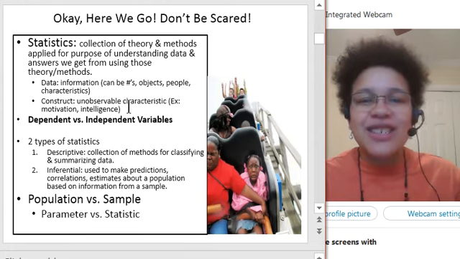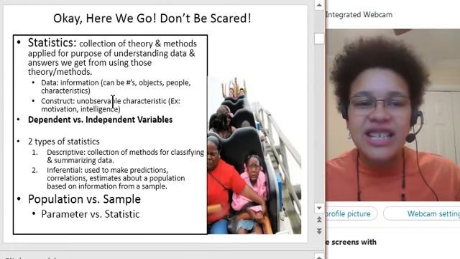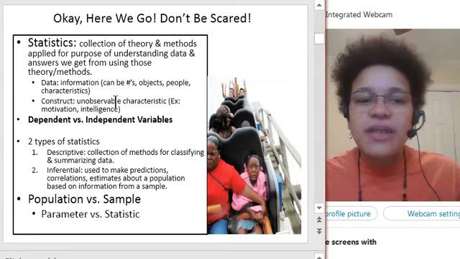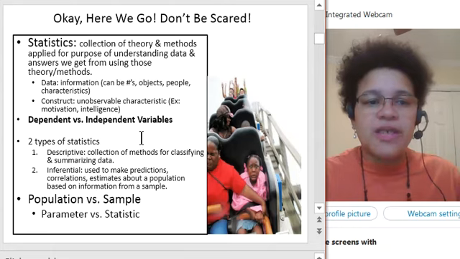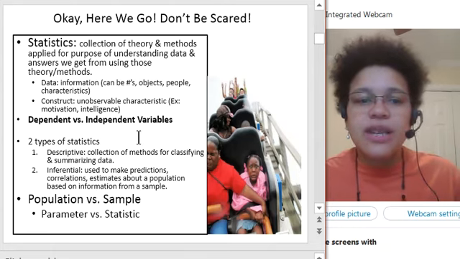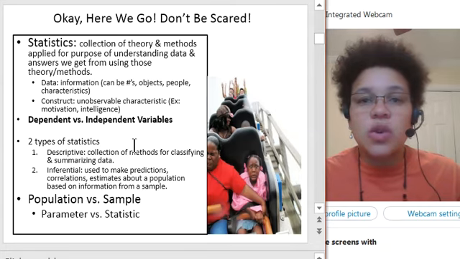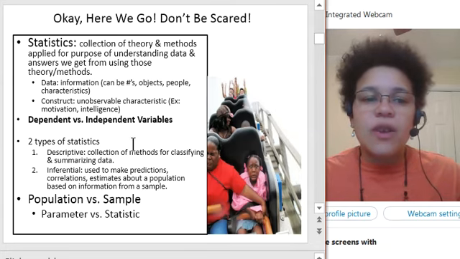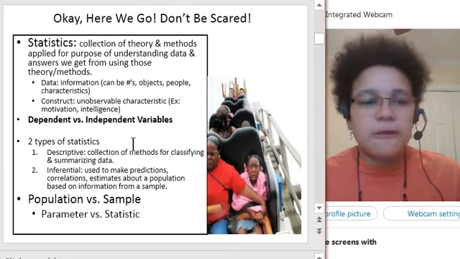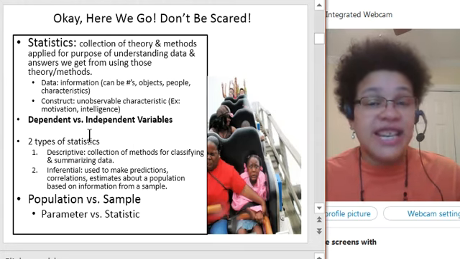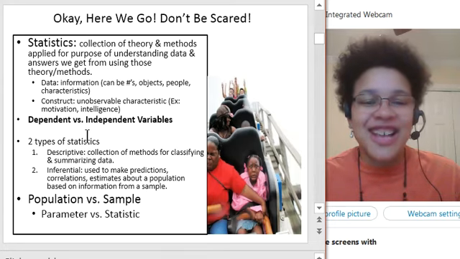All right, so first of all, let's do some definitions. Statistics: a collection of theory and methods applied for the purpose of understanding data and the answers we get from using those theories or methods. Data: information, it can be numbers, objects, people, characteristics, basically just information. And a construct is some unobservable characteristic, for example, motivation or intelligence or depression, that we gather data about.